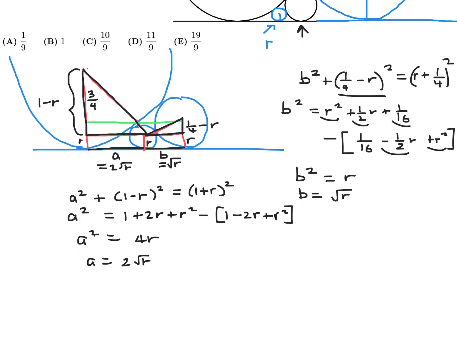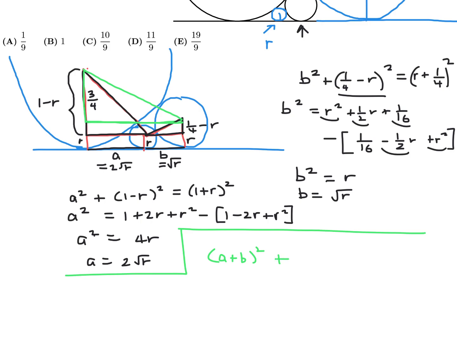triangle, let me see here, which one am I going to use for the final triangle? I think this one right here. This one. That would be the final one. So that would be basically a plus b squared. That would be the length of the base, I guess. Plus the other side is 3 over 4. And then that's squared. And then the hypotenuse is 2 radii.